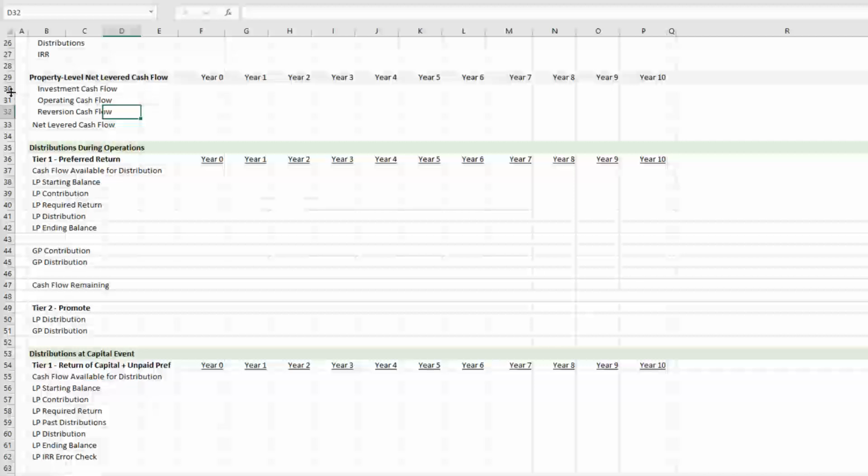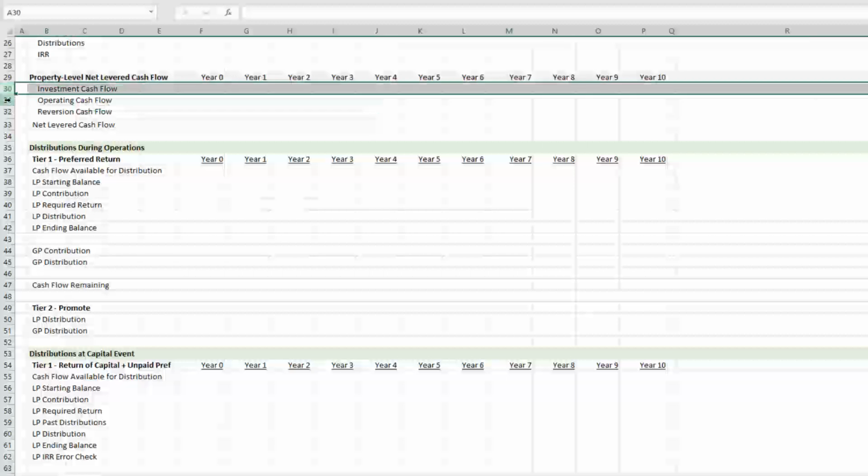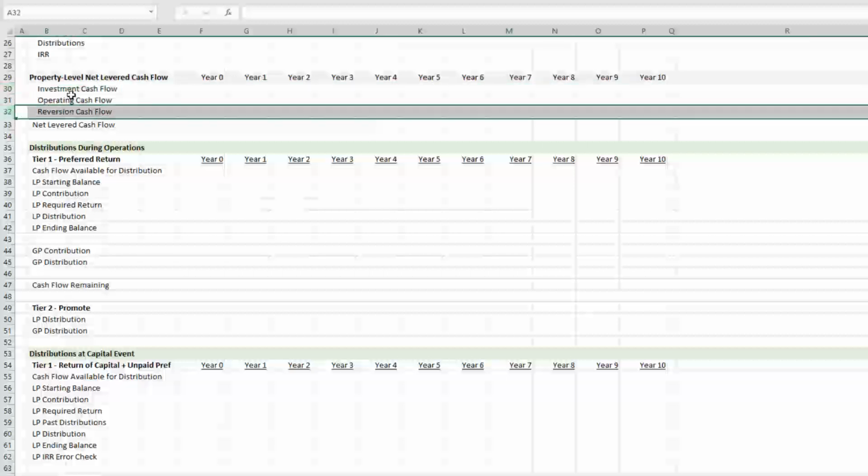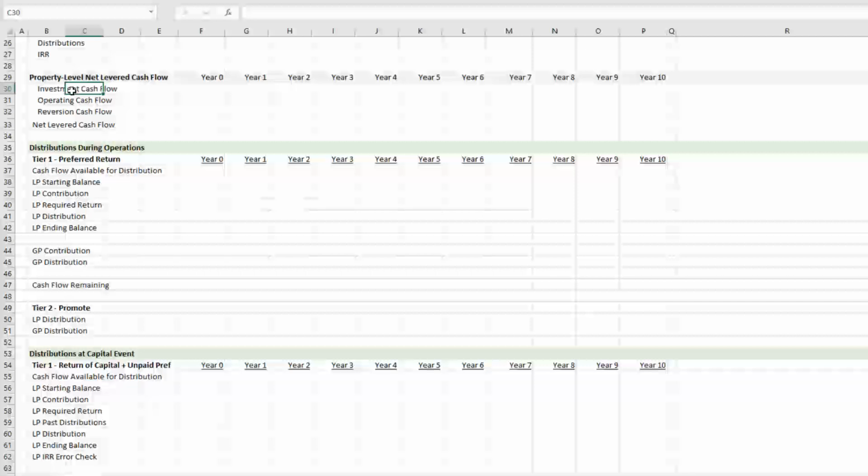And if you're an accelerator member, you're familiar with this nomenclature: investment cash flows, operating cash flows, reversion cash flows. Those are the three sections that make up the real estate DCF. So I'm going to bring over those three. Investment cash flow just being, call it the outflows of the investment, either the acquisition cash flows or your development cash flows, whatever you're spending in order to acquire your operating and your reversion cash flows.